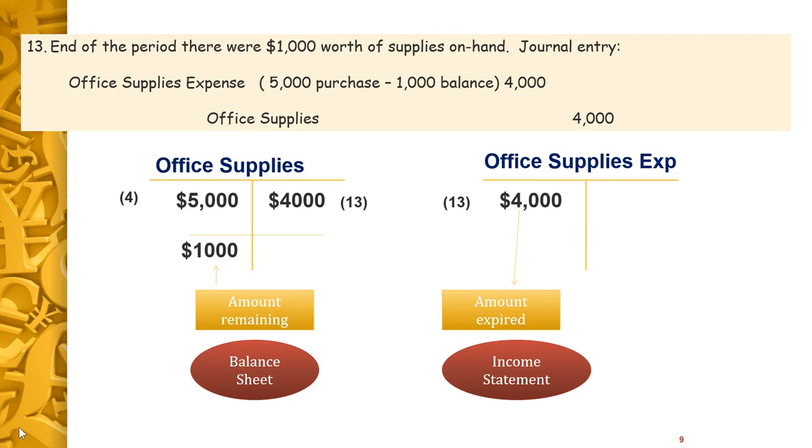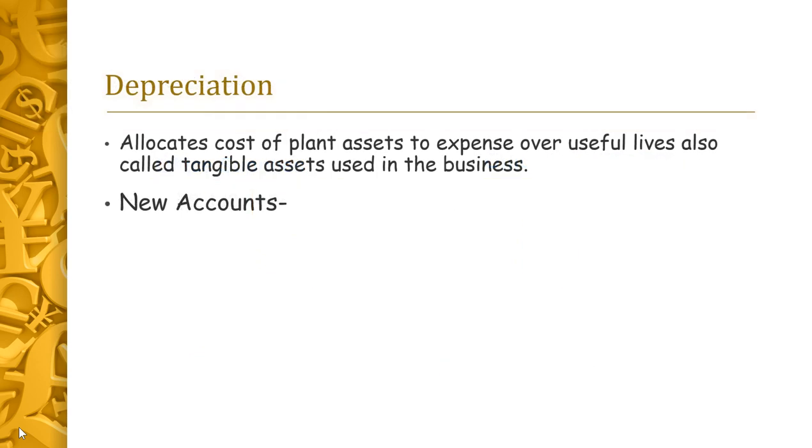Now let's take a look at depreciation. Depreciation allocates costs of plant assets to expenses over useful lives, also called tangible assets. Now remember, this depreciation only applies to assets that have a service life. They're used by the company for more than 1 year.